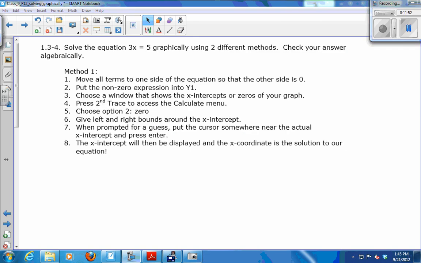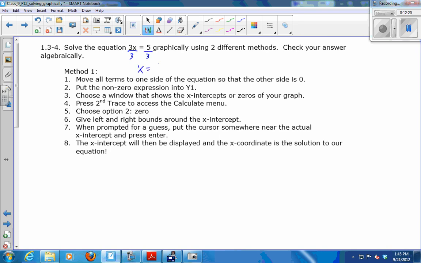Okay, so now we're going to use the calculator to help us solve equations. So I have this equation, 3x equals 5. We can all solve this in probably half a second, right? What's the solution to 3x equals 5? 5/3. Divide both sides by 3, and you get x equals 5/3. So that's 1 2/3, right?